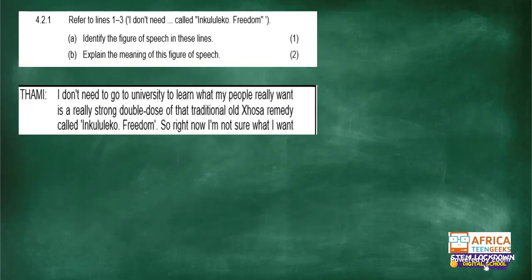Okay, ma'am. Right. Tammy, I don't need to go to university to learn what my people really want is a really strong double dose of that traditional old Xhosa remedy called inkululeko, freedom. So right now, I'm not sure what I want.